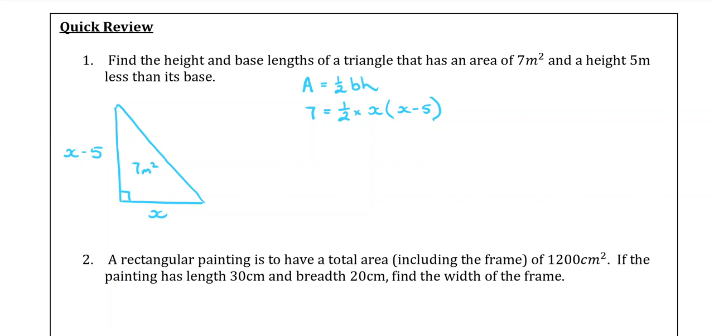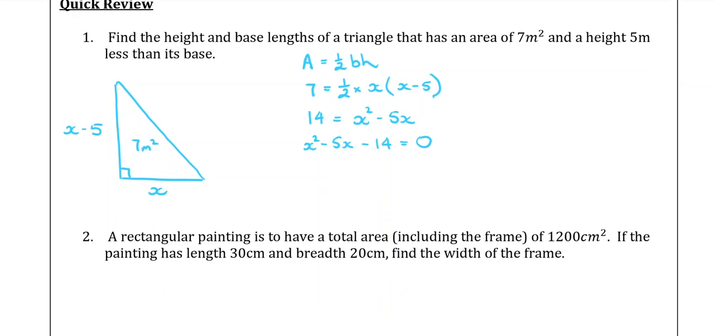The first thing I'm going to do is multiply the 2 on the denominator of this fraction across to the 7. So 2 times 7 is 14. At the same time, I'm now going to multiply the x into that bracket, so that would be x squared minus 5x. Now we can see the start of my quadratic here. So I'm going to start with the x squared minus 5x, and I'm going to subtract the 14 over to the same side, and now that will be equal to 0.